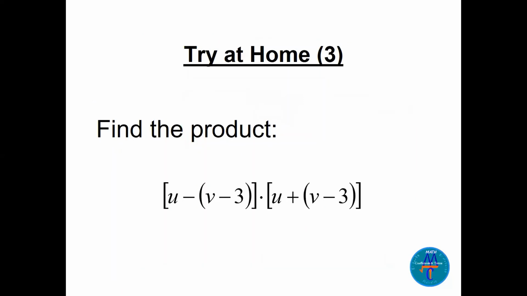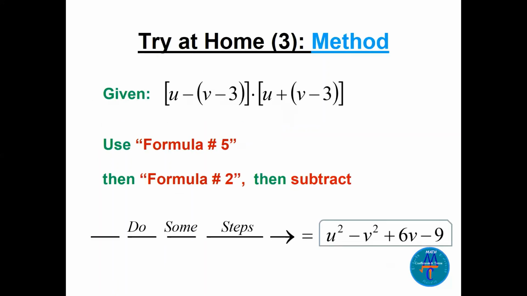Now try at home: find the product of u minus bracket v minus 3, times u plus bracket v minus 3. I will leave only the answer here for you: u squared minus v squared plus 6v minus 9. If you can get the answer, that's excellent. If not, please go to additional solved questions in algebra, where you can find the detailed solution. I also put some hints here: use formula number 5, use formula number 2, then subtract.